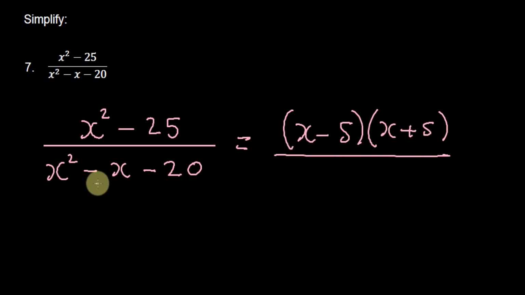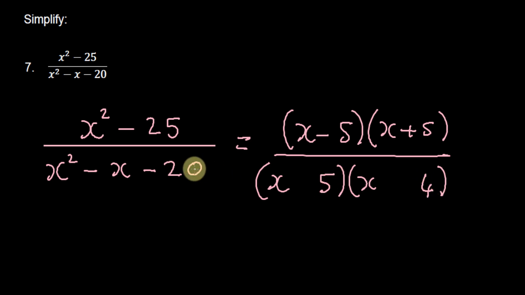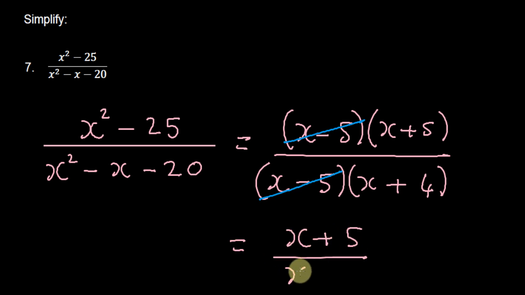Then in the denominator, we have a trinomial. So x times x will give us x squared. And we have 5 times 4, which will give us 20. We need a middle term of negative 1. So the minus must go here, and the plus must go here. So negative 5 times positive 4 will give us negative 20. Then the x minus 5 here will cancel with the x minus 5 in the numerator. And we're left with x plus 5 over x plus 4.